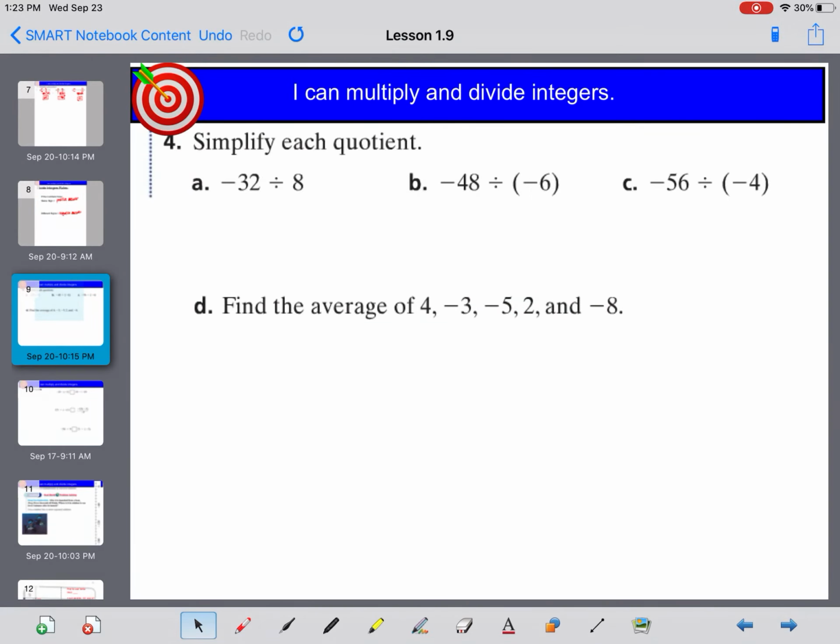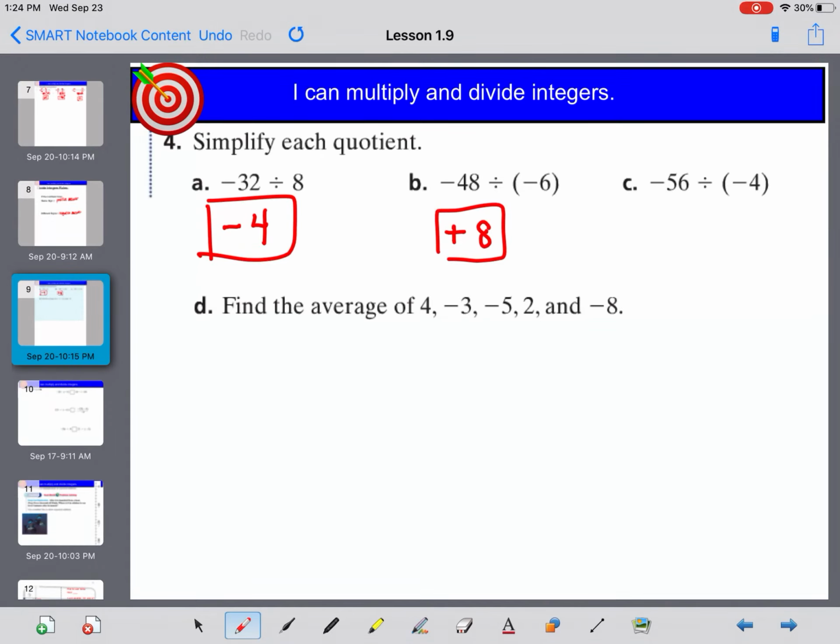All right, so negative 32 divided by 8. The two numbers have different signs, so I know my answer is negative. Then I'd simply divide. 32 divided by 8 is 4. My answer is negative 4. Letter B, negative 48 divided by negative 6. Both numbers are negative. If the numbers have the same sign, that they're both negative, my answer will be positive. 48 divided by 6 is 8. My answer is a positive 8.